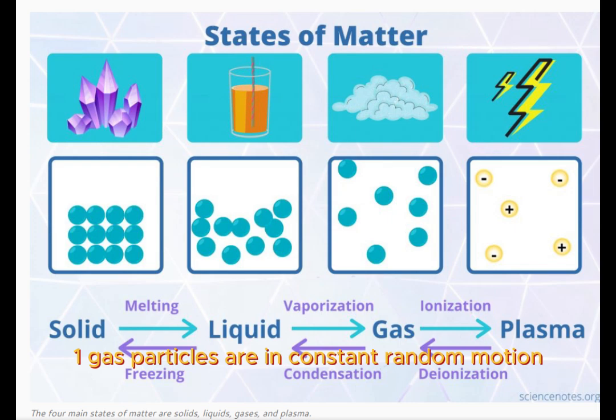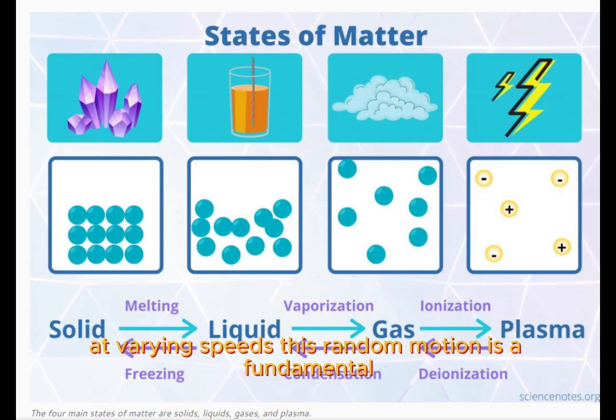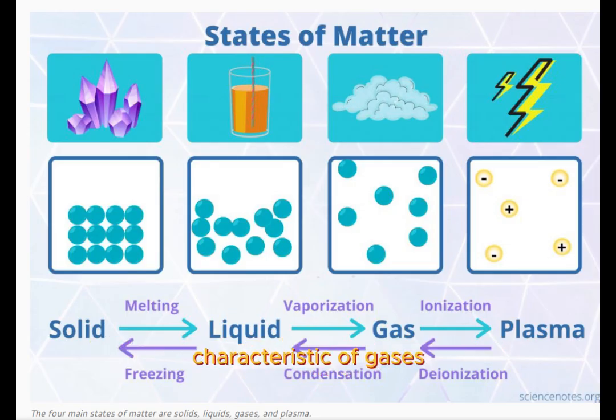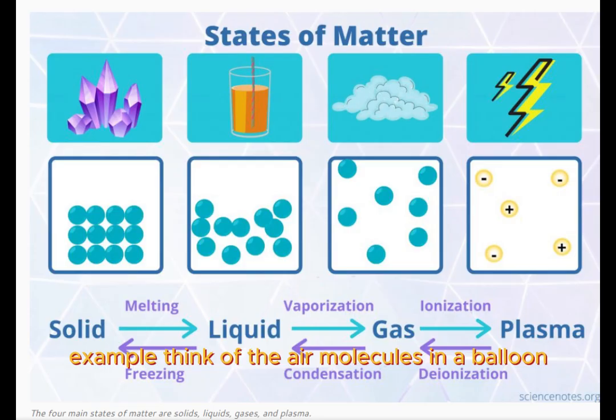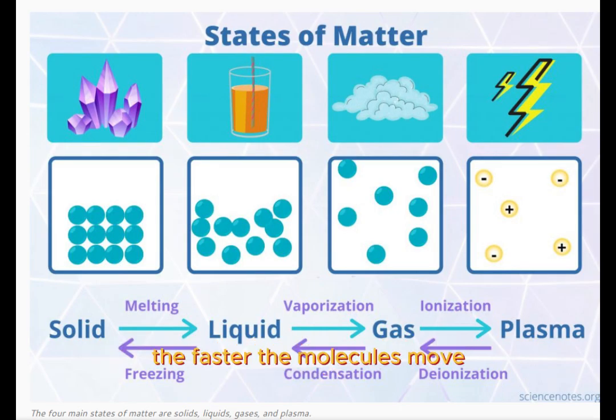1. Gas particles are in constant, random motion. Gas molecules move constantly in all directions at varying speeds. This random motion is a fundamental characteristic of gases. Example: think of the air molecules in a balloon. They move around rapidly, colliding with each other and the walls of the balloon. The faster the molecules move, the higher the temperature of the gas.